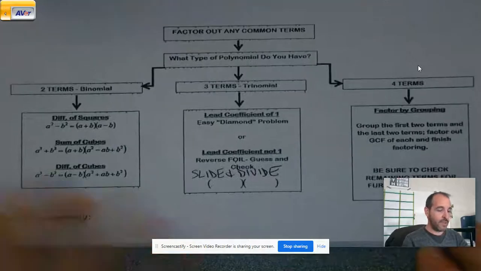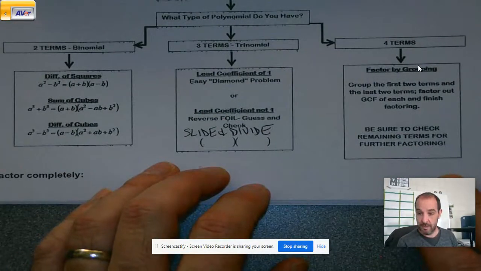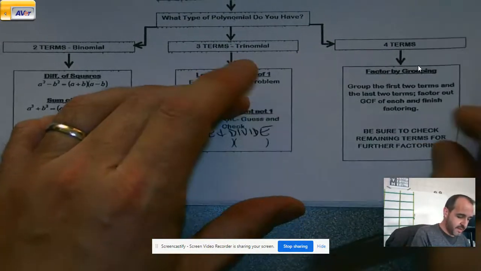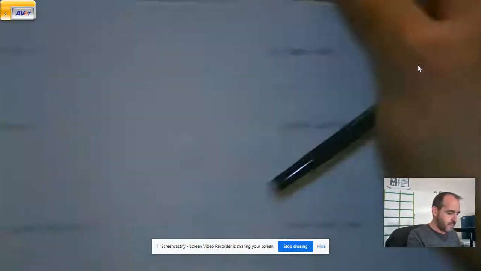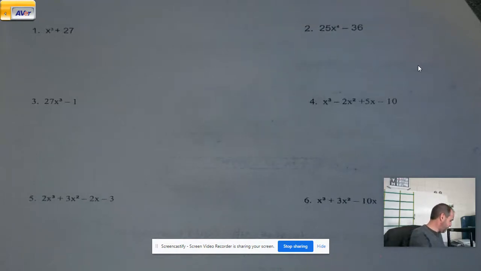And then today, one of the things we're going to start dealing with is when we have 4 terms, factoring by grouping. Okay, finding the greatest common factor. So speaking of that, we're going to head to the back here. Now, we're going to be doing some flipping back and forth.